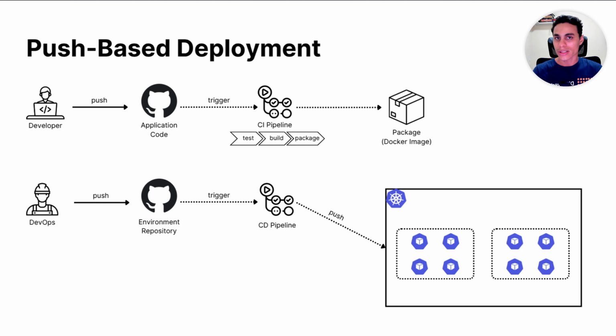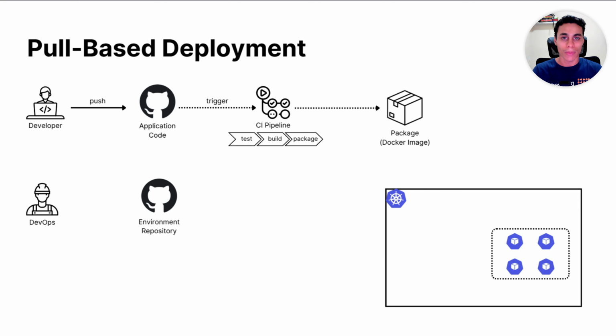And that sounds simple and straightforward, right? But here's the problem. The pipeline only runs when the environment repository changes. It has no way of detecting if something in the live environment drifts from the desired state. So if a change happens outside the pipeline, the CI or CD will not know using this approach. And that's a big limitation. And this is where the pull-based deployment shines.